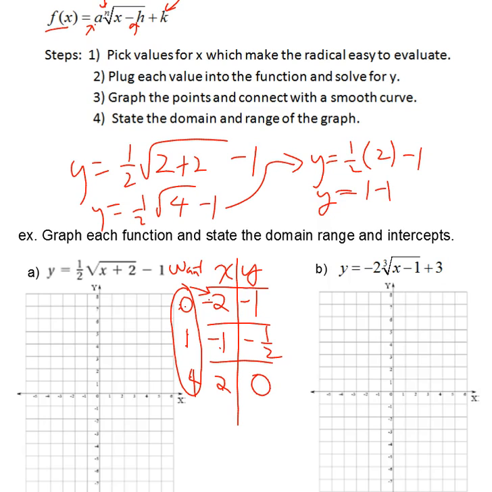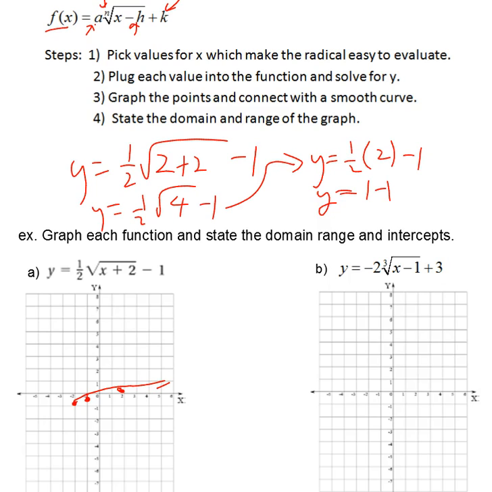So 0. So when I graph this guy out, my points will be -2, -1 as my first point. -1, -1/2 would be my second point. And 2, 0 will be my third point. And so I get a graph that looks like this. Okay?